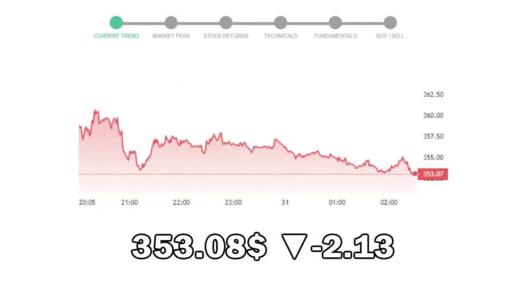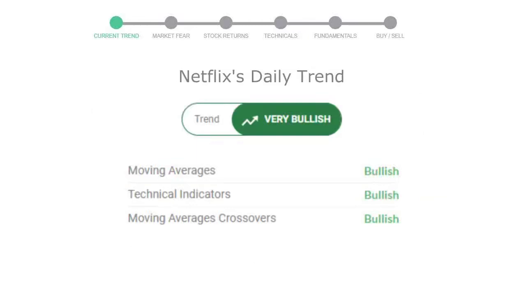Let's look at today's trend indicators. The moving average is bullish. Technical indication is in uptrend. And the overall daily trend for the stock is in a very positive trend. Looking at weekly analysis, the weekly stock trend is in a positive trend.